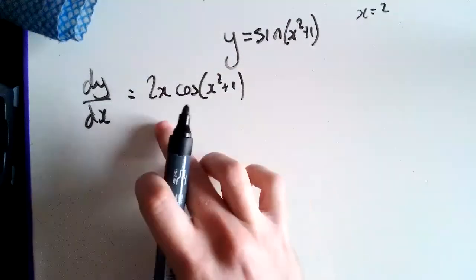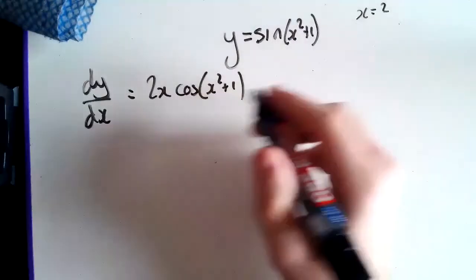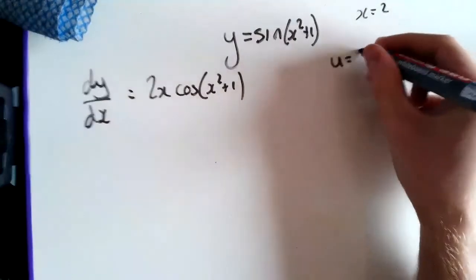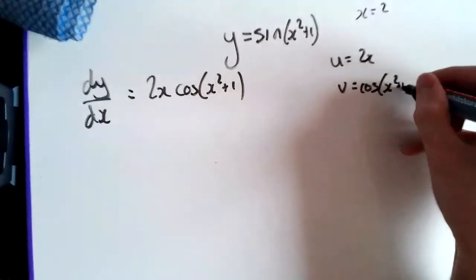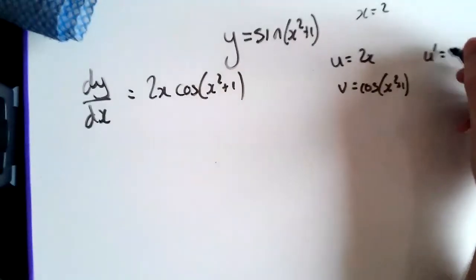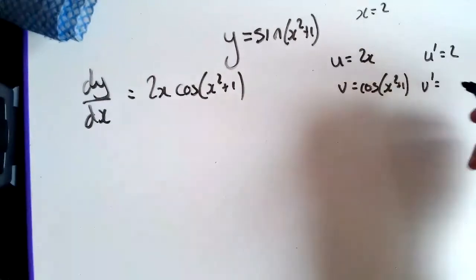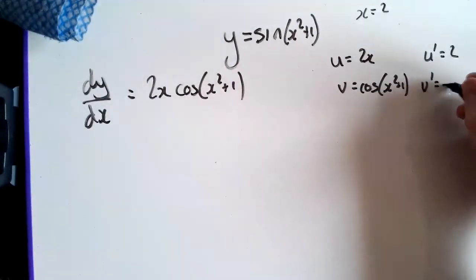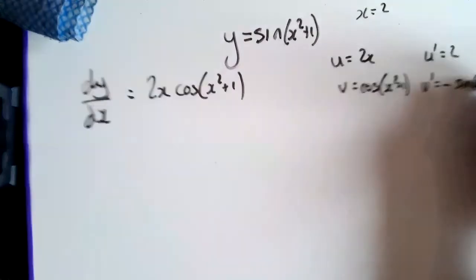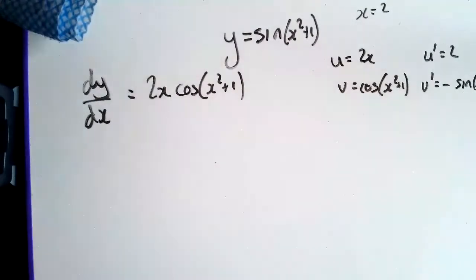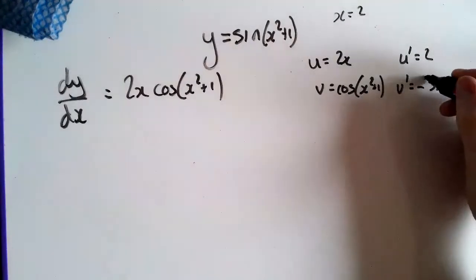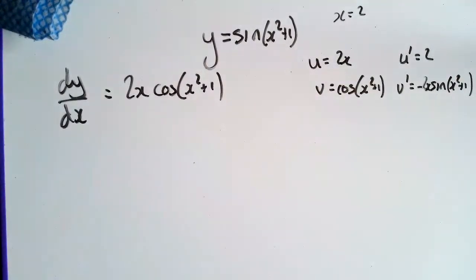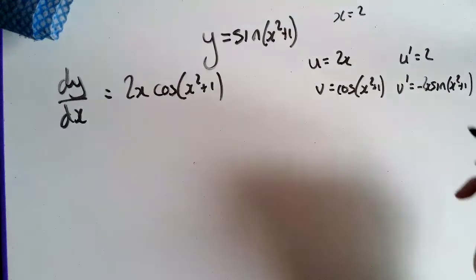Now to differentiate that, I've got a product, so I'm going to have to use the product rule. So u equals 2x, v equals cos of x squared plus 1, u dash is 2, v dash is cos goes to minus sine, and I have to times by 2x. So I get minus 2x sine of x squared plus 1.